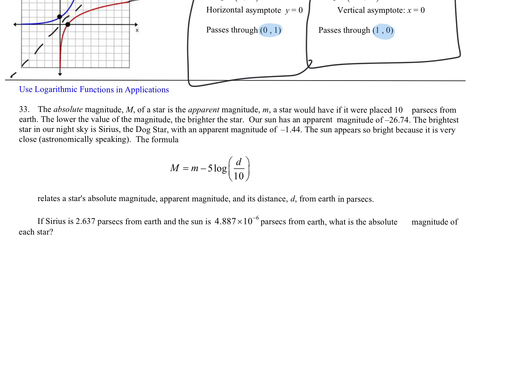The brightest star in our night sky is Sirius, the dog star. That is also in Harry Potter, by the way. I'm a big Harry Potter fan. Anyways, with an apparent magnitude of negative 1.44.